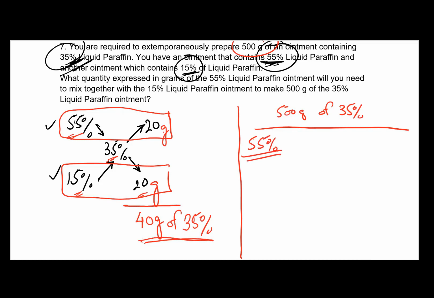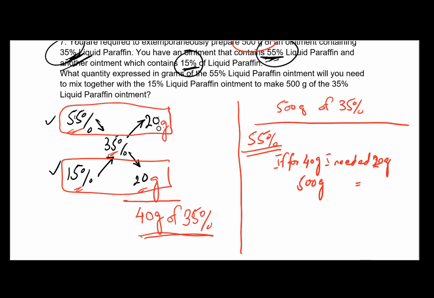If I take 20 grams of 55%, I will end up with 40 grams of 35%, but I have to make 500 grams. So if for 40 grams I needed 20 grams, for 500 grams I would need how much? If I had to make 40 grams, I needed 20 grams of 55%. But I'm making 500 grams of the final product. 250. So that's for the 55%.